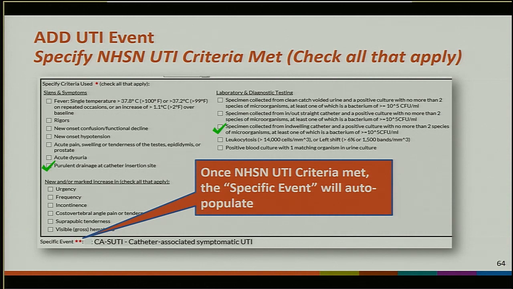If you enter the criteria and this doesn't populate, that means the criteria that you entered do not meet NHSN criteria. So either you have to go back to the documentation to see if there are other criteria that do meet, or you should delete the event altogether. Because if you save this without this being populated, the application will allow you to save it. But guess what you're going to run into when you log back in? Those alerts. And you're going to ask, what did I do wrong? And it's going to force you to either update this or just delete the event altogether because it doesn't meet criteria.